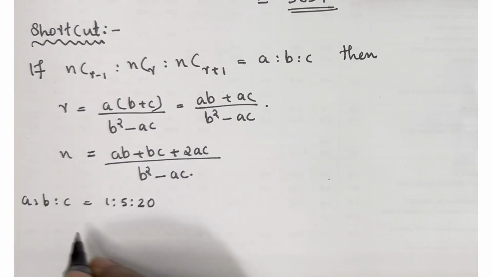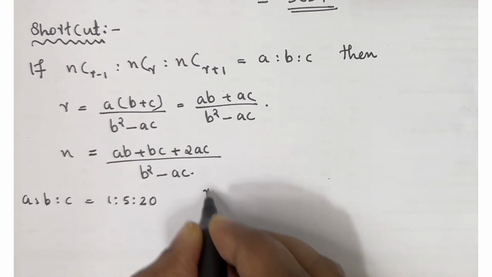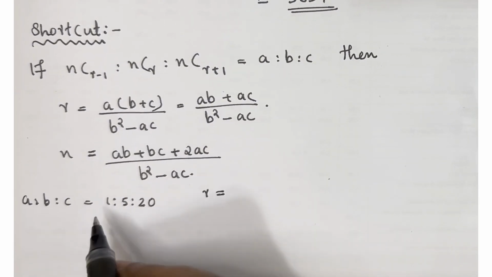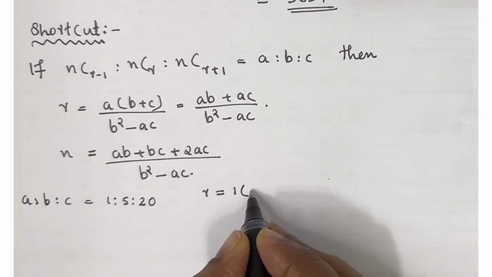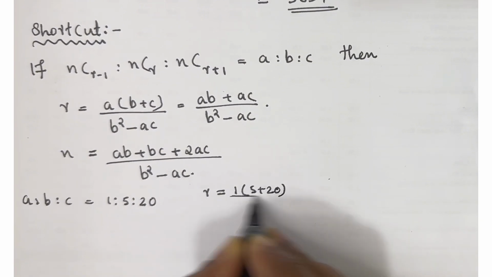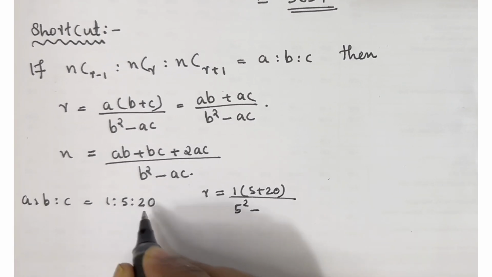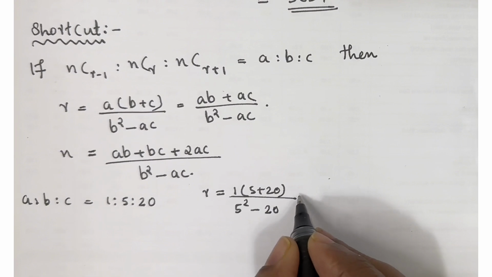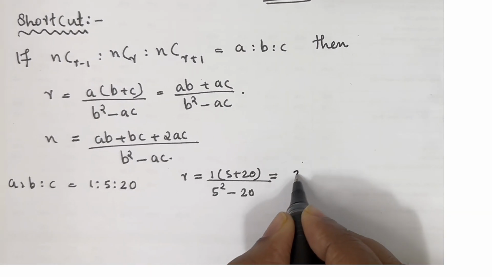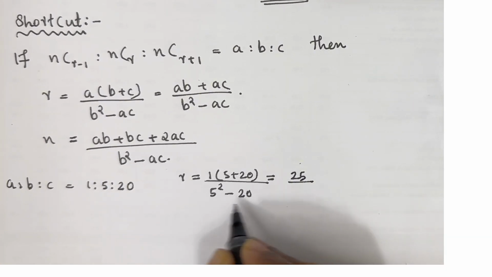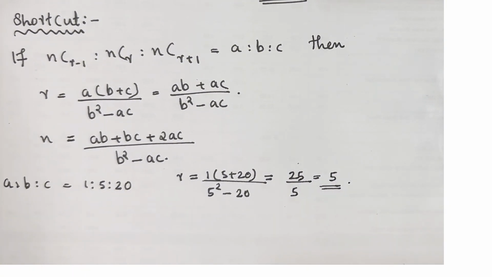Now just substitute the values of A, B and C in the above equation and find out r and n. That is r is equal to A into B plus C, that is A is 1, B plus C means it is 5 plus 20. So 1 into 5 plus 20, whole divided by B square minus AC. B square means it is 5 square. So 5 square minus A into C, which is 1 into 20, is 20. Simplify here. 5 plus 20 means it is 25. 25 divided by 5 square minus 20 means it is 5. Therefore, r is equal to 25 by 5 means it is 5.